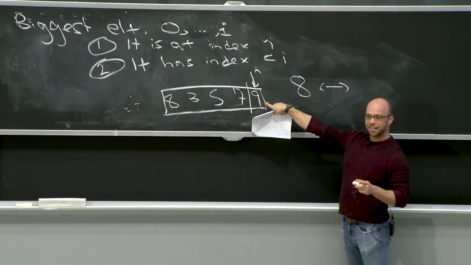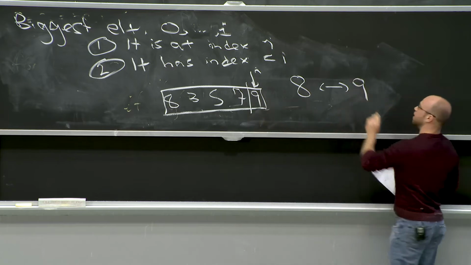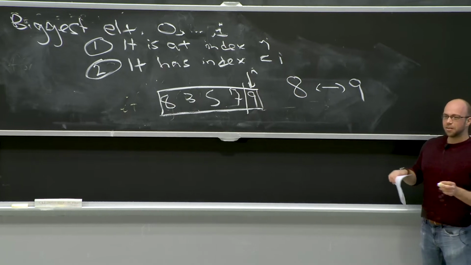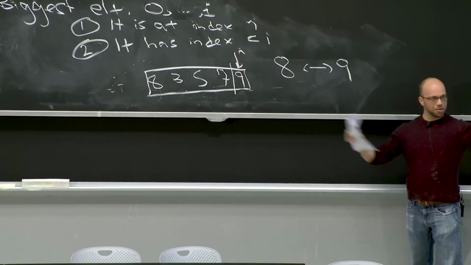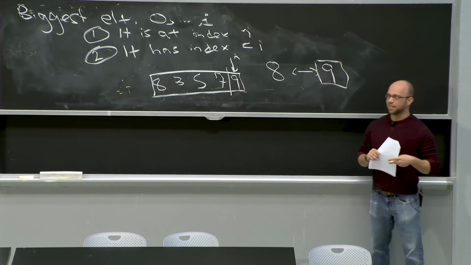Now, I look at the very last element of my array, which is 9. Okay? And then what do I return? Well, I want the biggest one between 0 and index I. So in this case, I return the 9. Does that make sense?